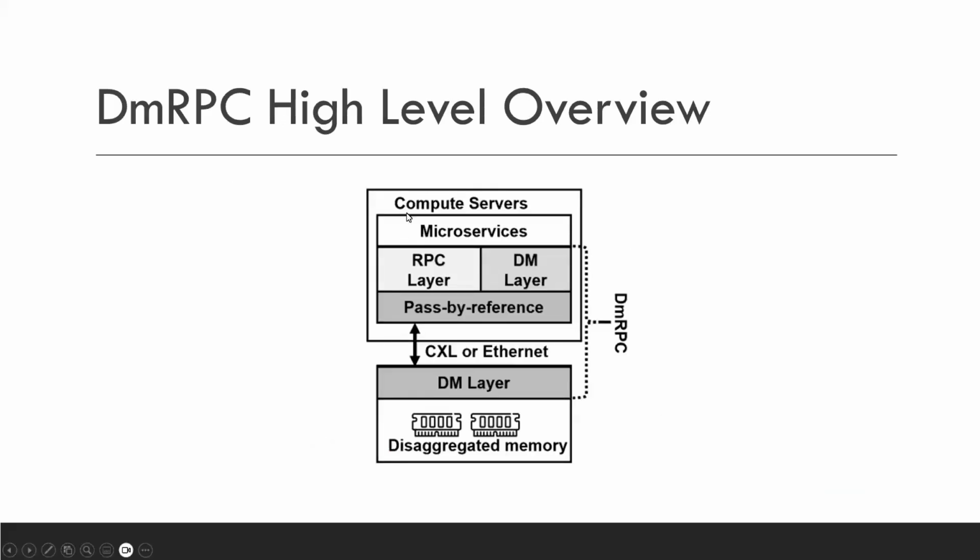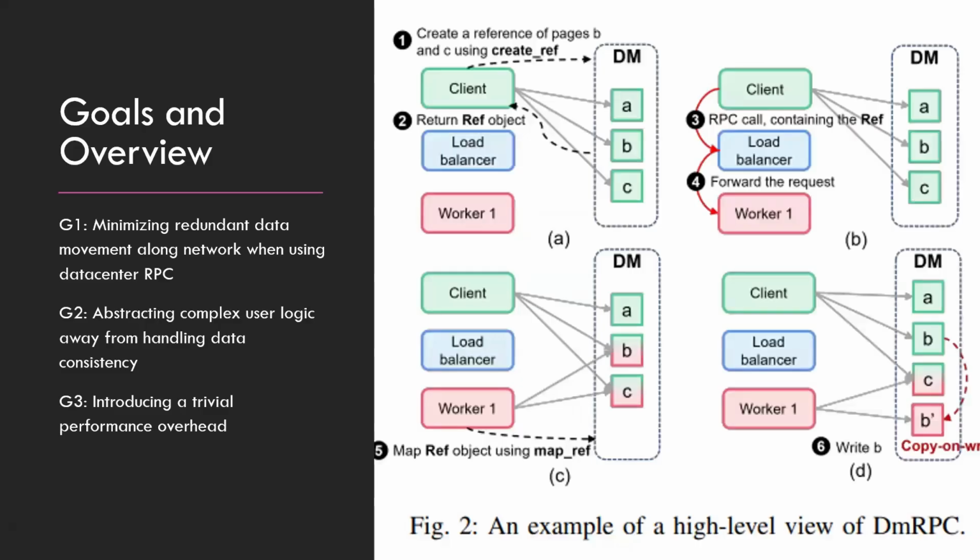The structure of DmRPC overall is that you have microservices connected to the RPC and DM layer, and you pass all the data by reference between the DM layer, the disaggregated memory, and the microservice itself. It could be done by either CXL or Ethernet or some other mechanisms that we will talk about now. But first of all, let's talk about the goals and overview.